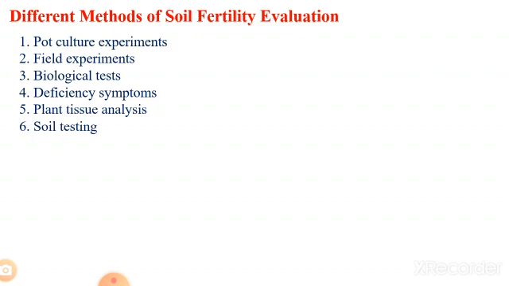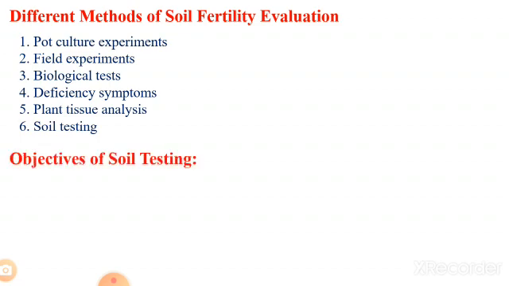Different methods and types of fertility evaluation are: first one is pot culture experiment. Next is field experiment. Third one is biological test. Fourth one is deficiency symptoms. Fifth one is plant tissue analysis. We have to analyze the plant tissues. And last one is soil testing.